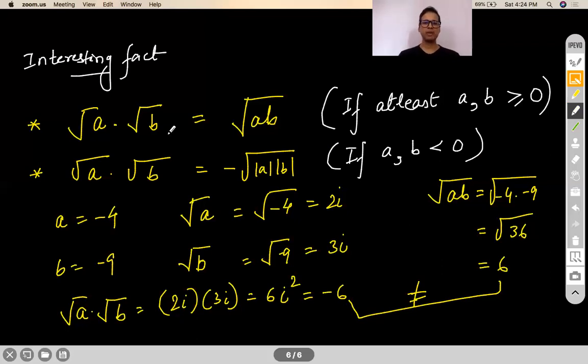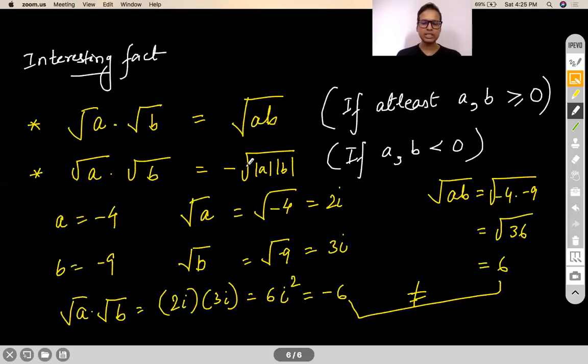So people who blindly use this formula for everything, here is a word of caution. Here is a word of warning. Do not use this if A and B both are negative quantities. So the formula will slightly change. Now, why does the formula slightly change?